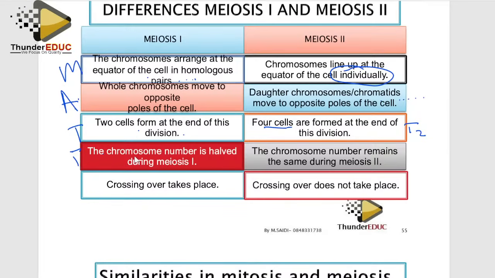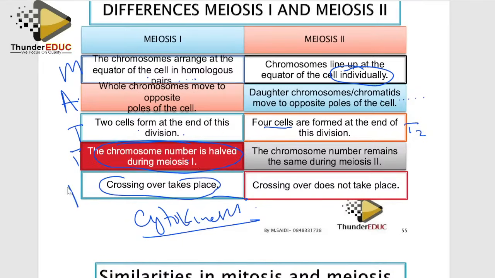Telophase 1, because we have what is called cytokinesis and karyokinesis. Cytokinesis means the division of the cytoplasm, while karyokinesis is the division of the nucleus. So when there is karyokinesis, the chromosome number is being halved. Then crossing over takes place in prophase 1, and crossing over does not take place in prophase 2. So you have to know how to differentiate between the two.